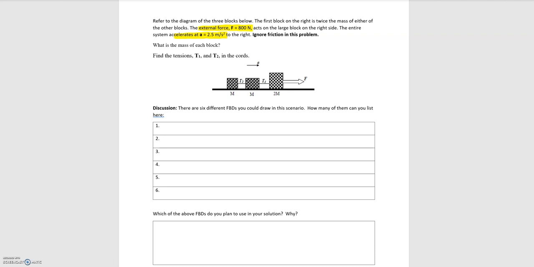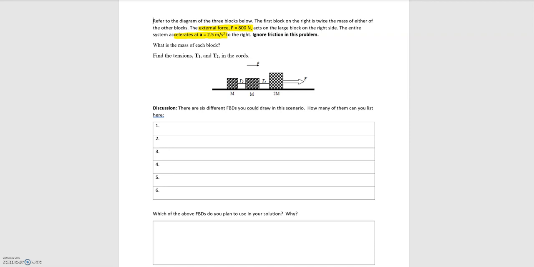We can ignore friction. And we're asked to find what is the mass of each block, and we're asked to find what the tension in the cords are that's connecting the blocks. And those tensions aren't necessarily equal to each other. So the first step is to identify how many different free body diagrams we can draw for this particular problem.